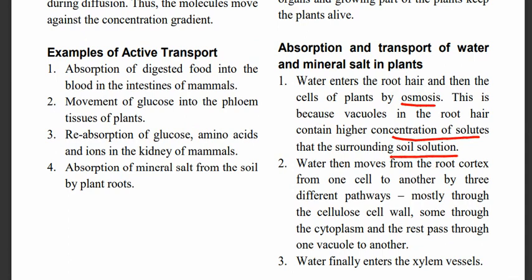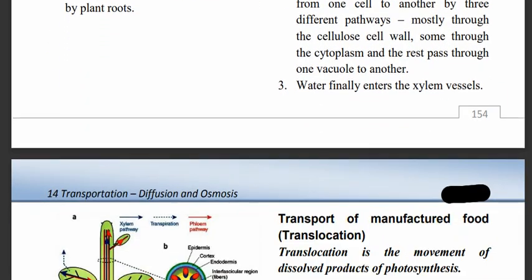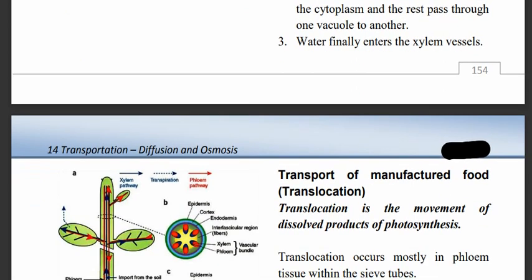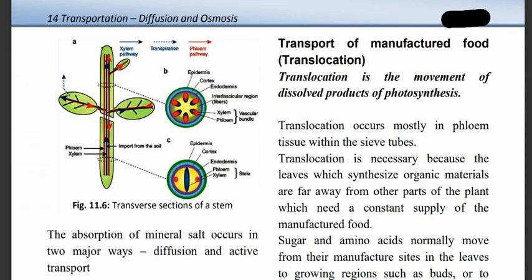Water then moves through the root cortex from one cell to another by three different pathways. The first one is through the cellulose cell wall. The second one is through the cytoplasm, and the rest will pass through one vacuole to another. Water finally enters the xylem vessels, because we said that the xylem vessels transport water in the plant.